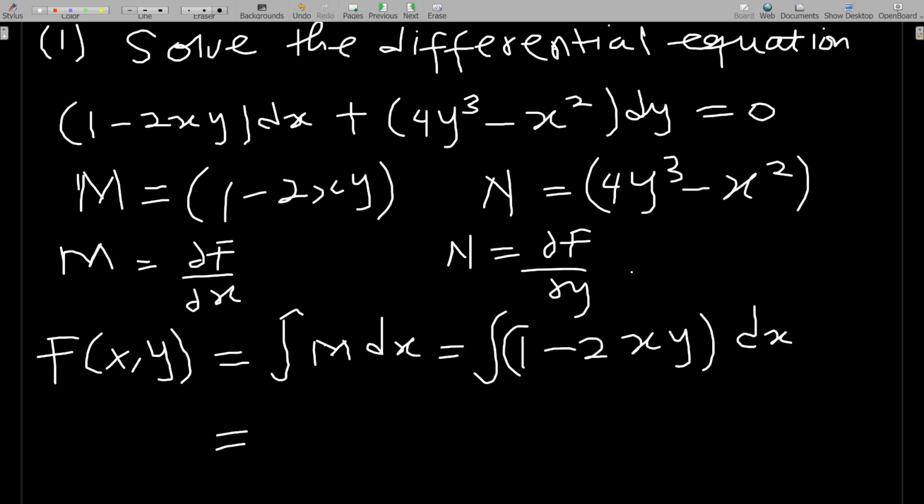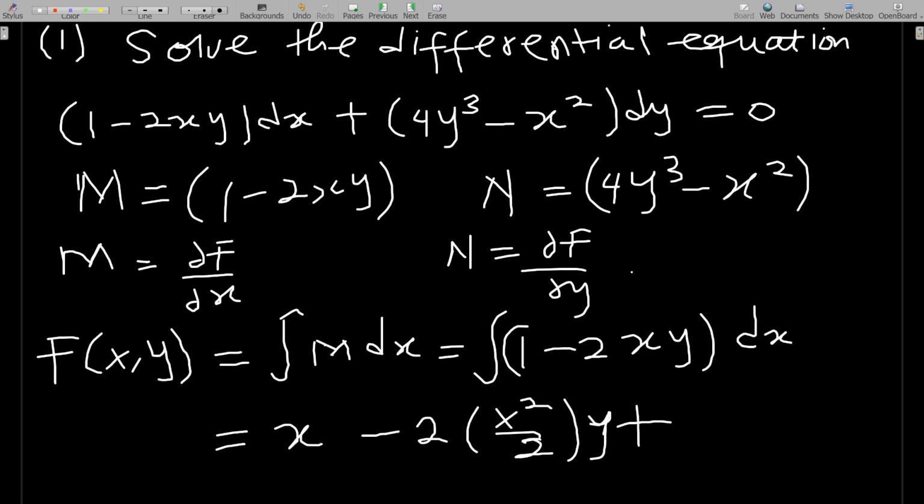So when I integrate 1 with respect to x, I get x minus. When I integrate this side, I'm integrating with respect to x, so I have to integrate only the x part, and that will give me x squared over 2. But I have minus 2 in front already, so I'll have minus 2, then I integrate the x, I'll get x squared over 2, multiplying y. And there should be another constant.